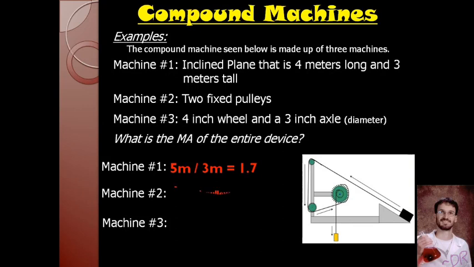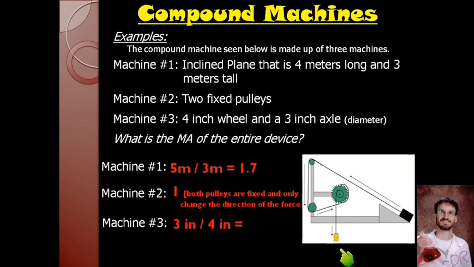Machine number 2 doesn't do anything but change the direction of the force because they're just fixed pulleys, so they just have a mechanical advantage of 1. Machine number 3, if you look at how the rope is attached, this would be the effort force that's running the entire system, and it's applying its effort to the smaller of the wheels of the wheel and axle. So in this case, the input is the small one, and the output is the big one based on how the ropes are drawn there. And that would give you a mechanical advantage of 0.75.